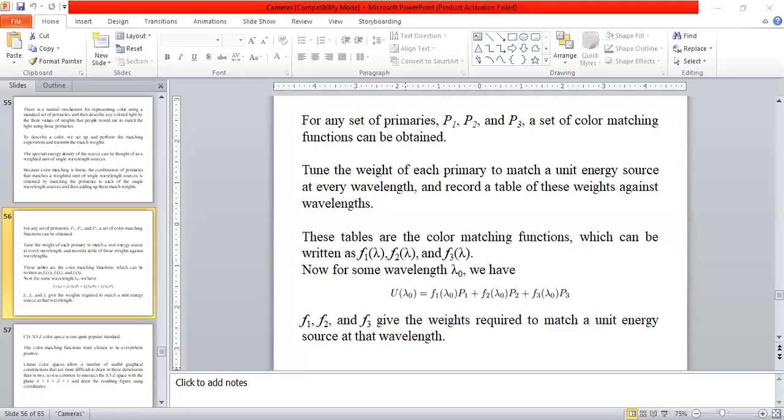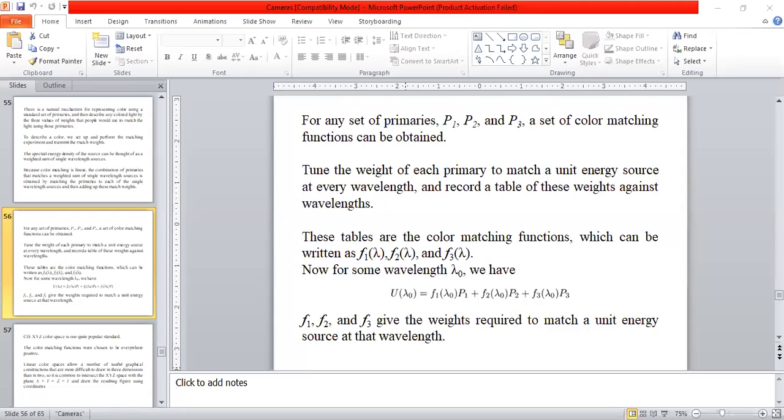So we will have some weights W1, W2, W3 corresponding to the P1, P2, P3 primaries, and then we adjust or tune these weights so that we can generate a light which is very similar to our test light. That is the color matching experiment we were discussing earlier. We tune the weight of each primary to match the light from the source.